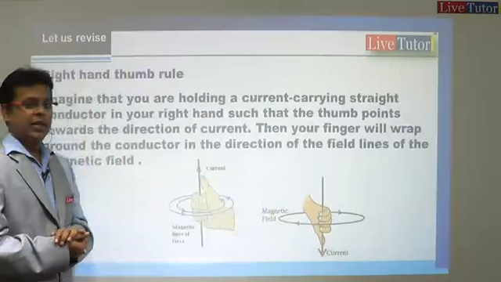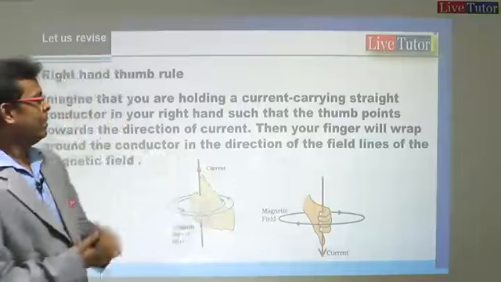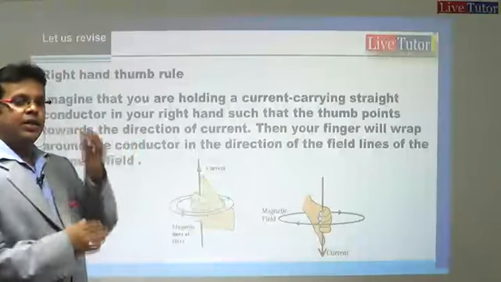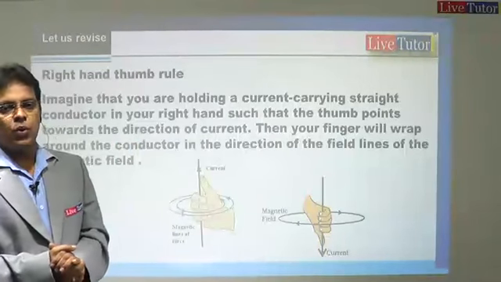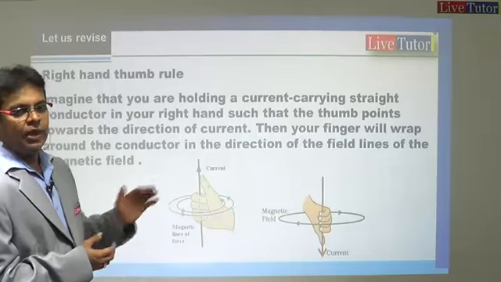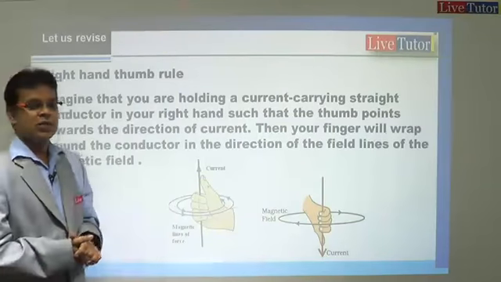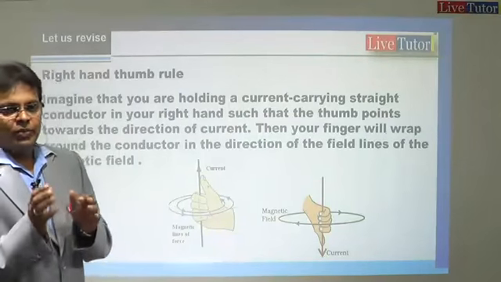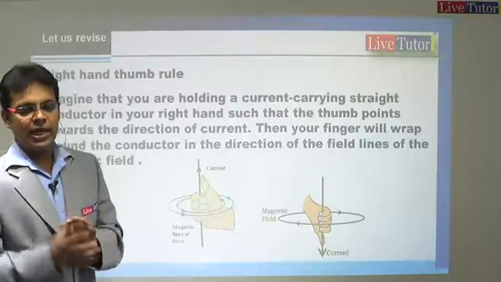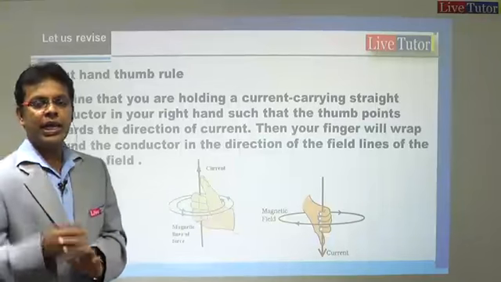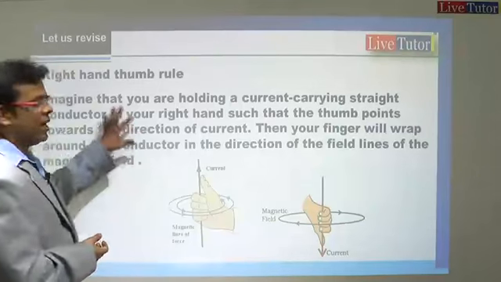The next important concept which we skipped yesterday, because I thought that this is only for 12th standard, but you got this also, which in 12th standard we call as Maxwell's corkscrew rule. But here we call it as right hand thumb rule. Okay. So this rule helps us to understand the direction of magnetic lines of force. If the current is flowing through a conductor, how to find out the direction of magnetic field lines. So for that, the law is like that.